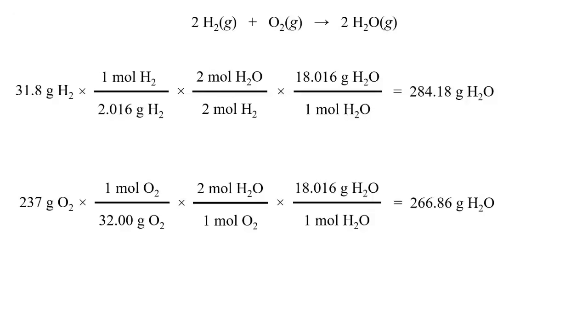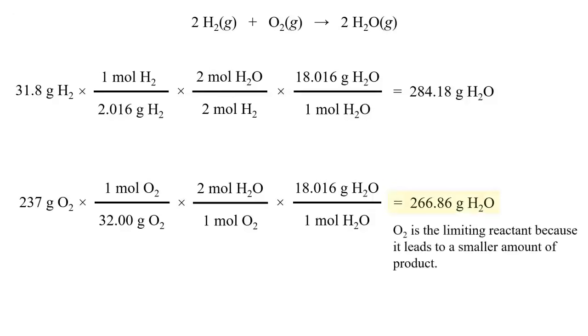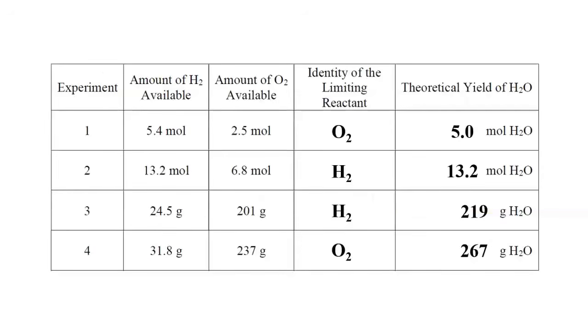So this tells us that oxygen, in this example, is the limiting reactant because it leads to a smaller amount of product. I'll round off my grams of water to 3 sig figs. So I'll say 267 grams of water is my theoretical yield. And again, O2 was the limiting reactant.